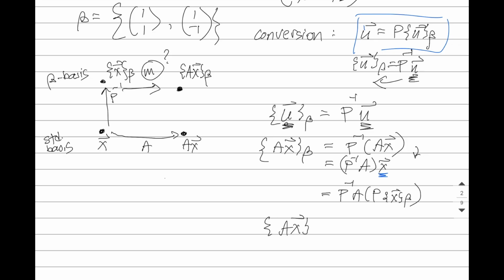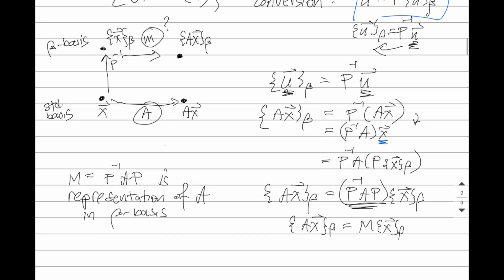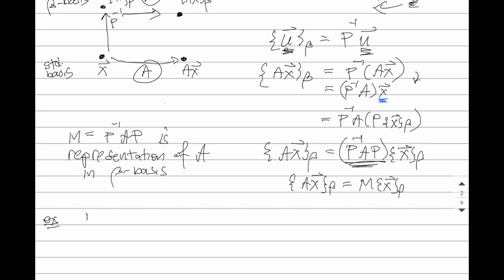If I start with x, and I turn it to Ax, in the standard basis, I've taken some matrix A and multiplied. If I translate languages to the B basis, I have just shown this matrix will perform the same action in this new basis. So this matrix M, P inverse AP, is what we call the representation of A in our new basis. Now, in the context of our example, M is P inverse AP.